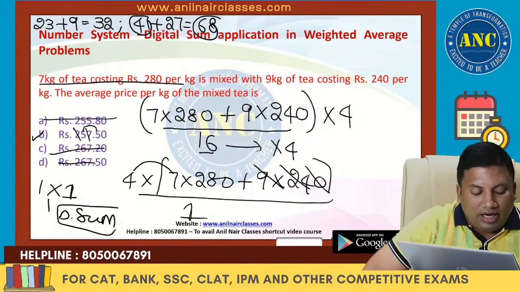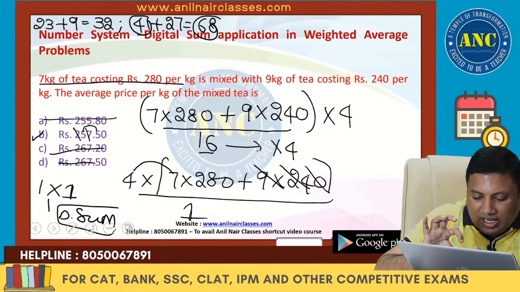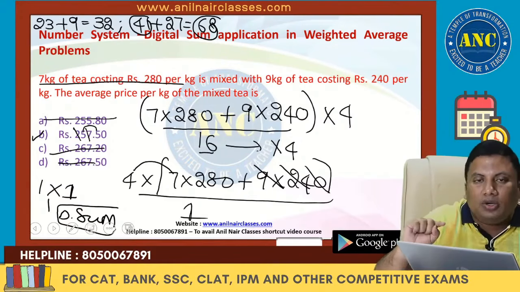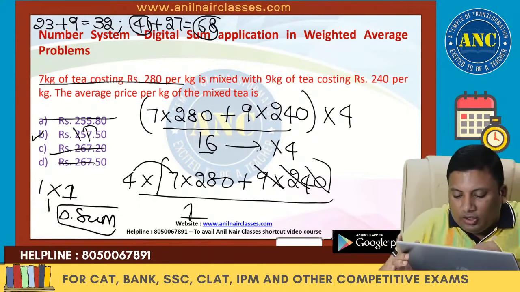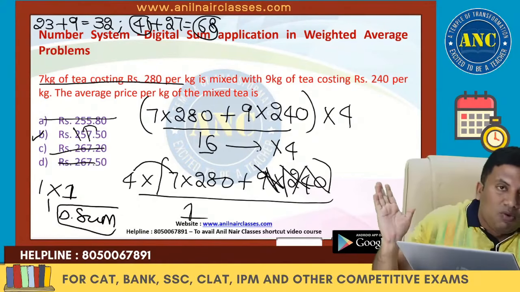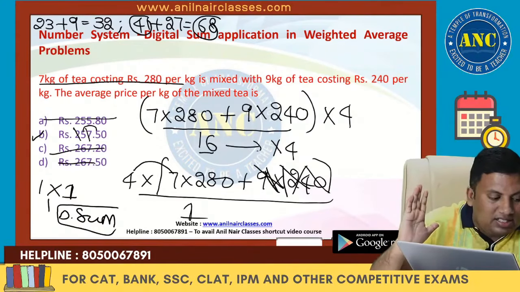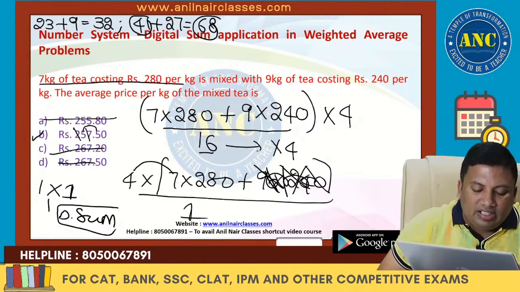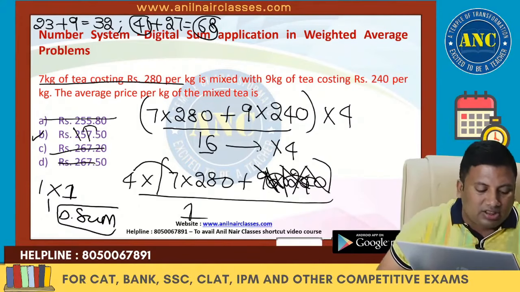What if more than one answer option has the same digital sum? 16's digital sum is 7. If the denominator's digital sum is 7, multiply the numerator and denominator with 4. 4 into 9 into any number, digital sum is 9. When you add 9 or a multiple of 9 to any number, the digital sum is unaffected. 4 sevens are 28. 28's digital sum is 1. 1 into 1, 1. The answer's digital sum is nothing but 1.